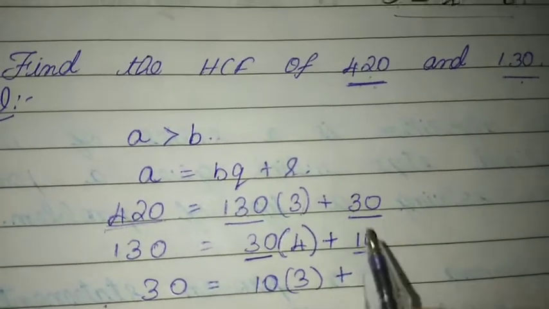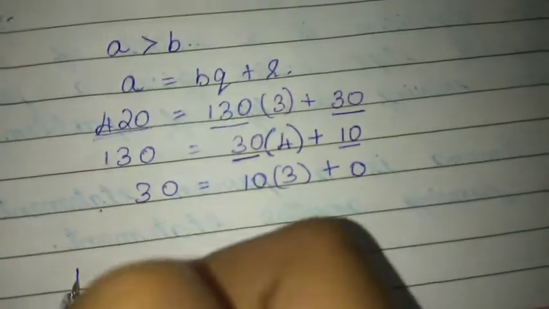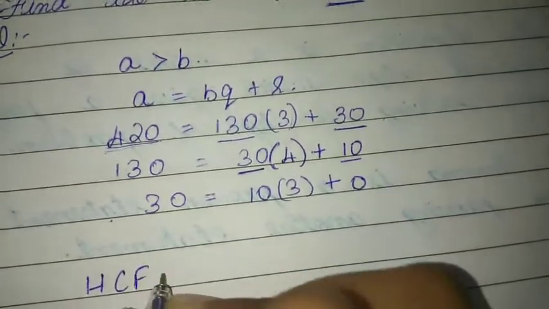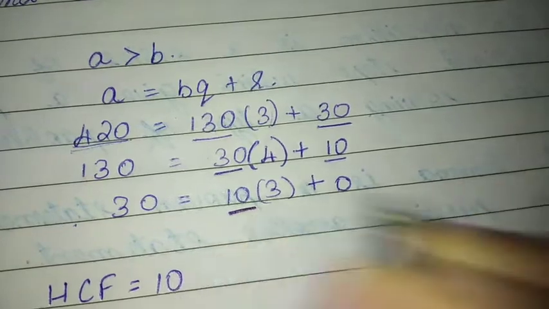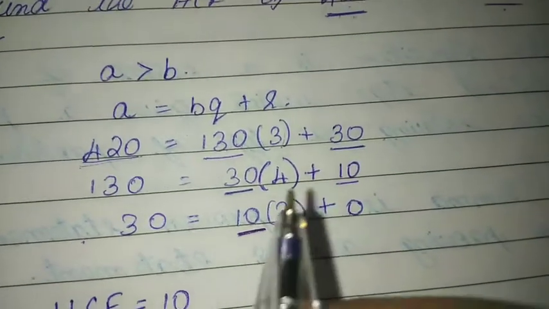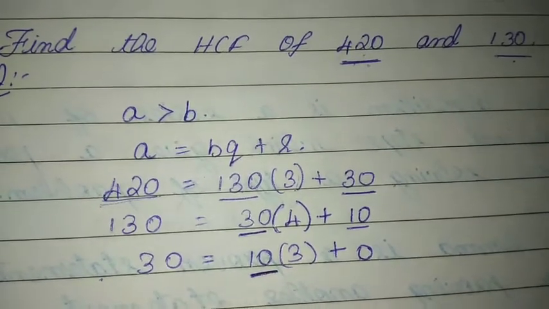I have to follow this step until I get 0. Okay, so therefore the HCF is equal to 10. This value, the final value over here, will be your HCF. Even if you do it in a normal way, you will get the same answer.